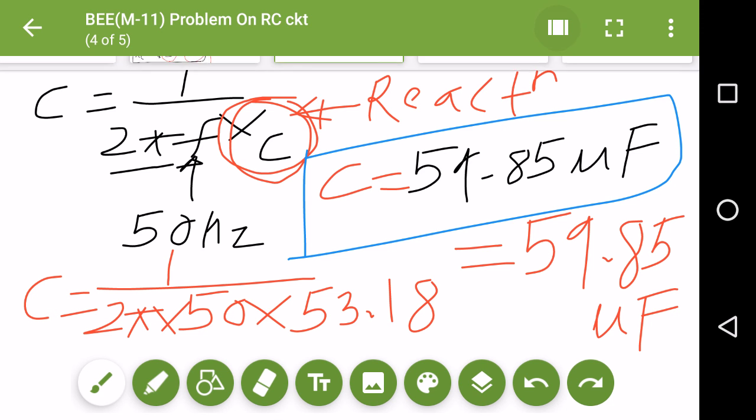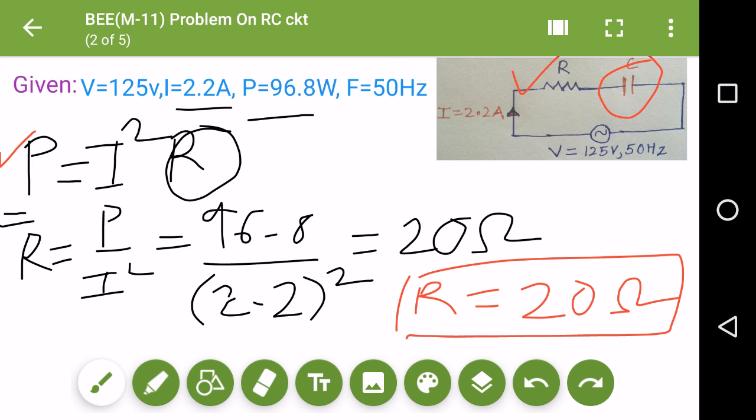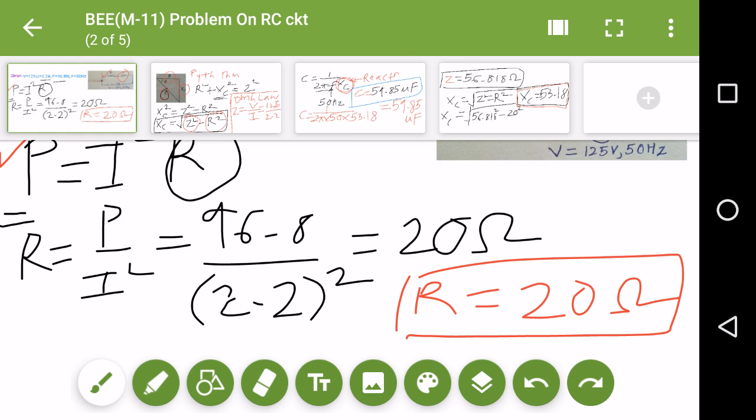So all the values of the circuit are found. The value of R is found here, and the value of C we calculated by doing this simple calculation.